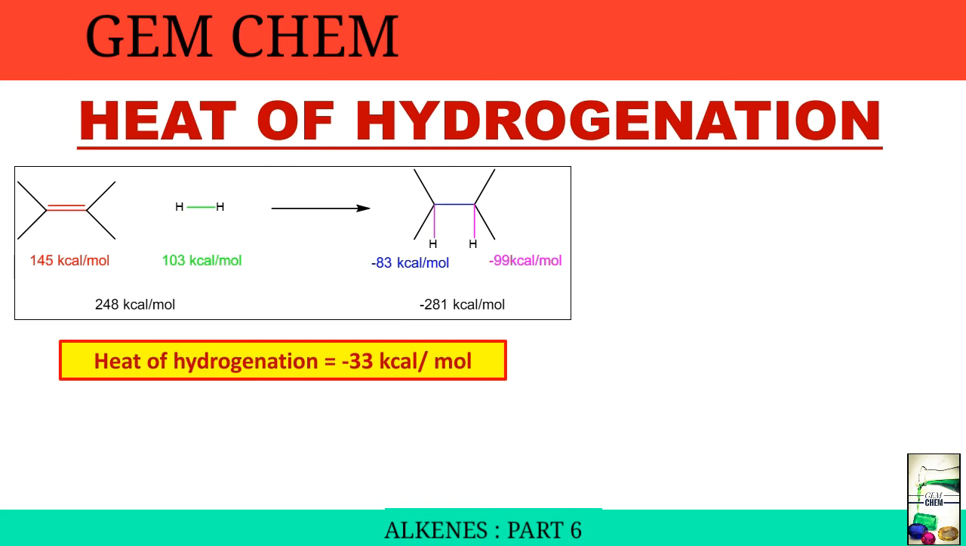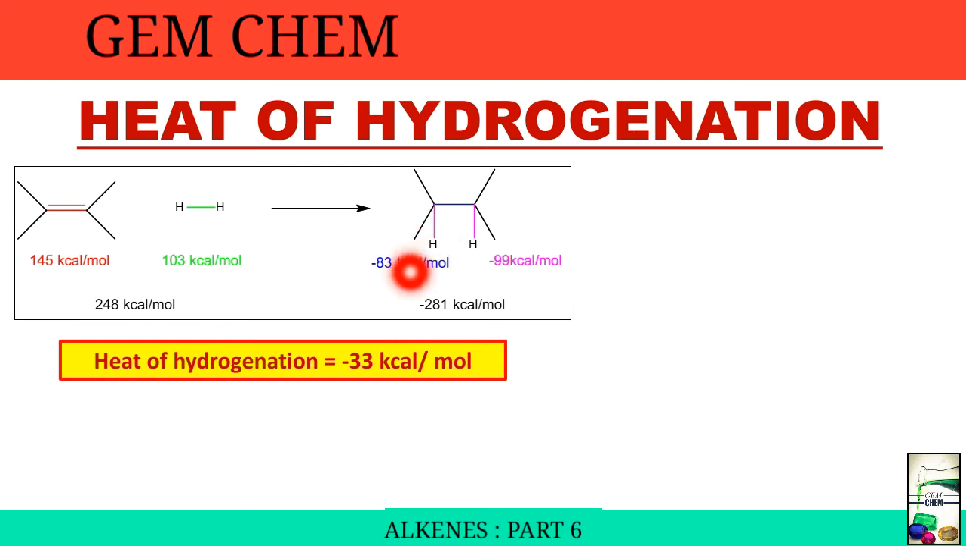Now basically for getting the heat of hydrogenation, we need to know the energies of the bonds which will be formed and which will be broken. First of all we see that this carbon-carbon double bond gets broken and the hydrogen-hydrogen single bond gets broken. Whereas these carbon-hydrogen bonds are formed, and the carbon-carbon single bond remains. So we take the bond energies and write them. For the carbon-carbon double bond it is 145 kilocalorie per mole. For the hydrogen-hydrogen single bond it is 103 kilocalorie per mole.